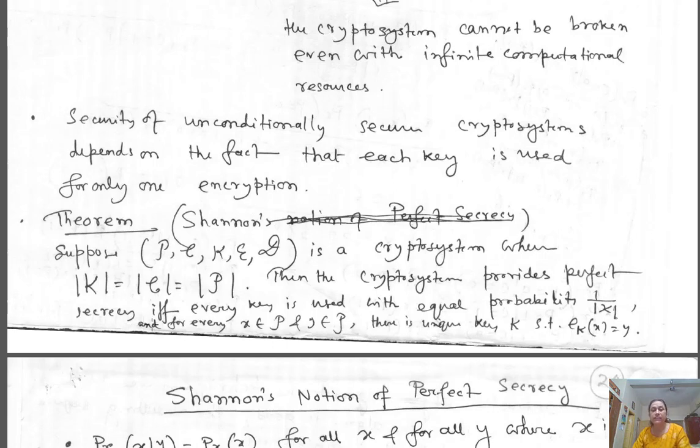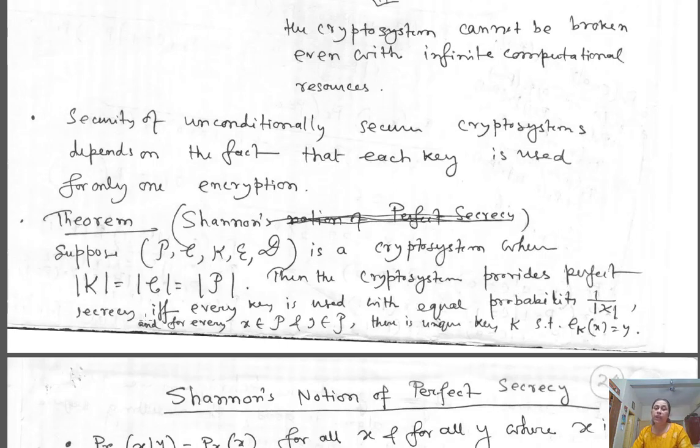It provides perfect secrecy if and only if every key is used with equal probability, one by mod of k, the cardinality of the key space. So every key is used with equal probability, and for every x belongs to P and y belongs to C, there is a unique key such that encryption of x using the key k is y.